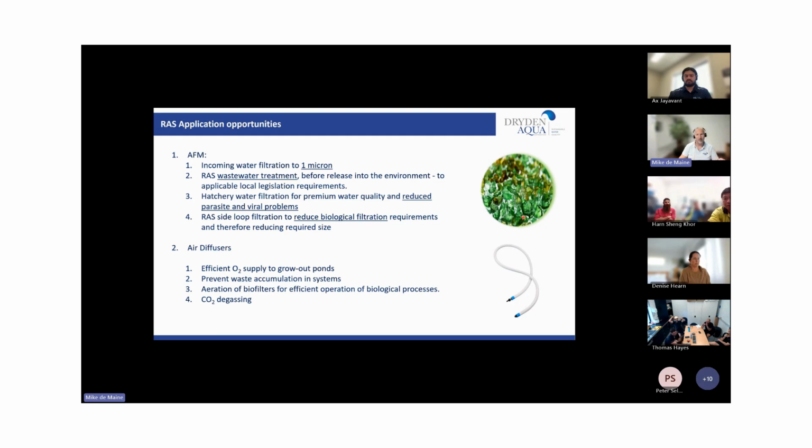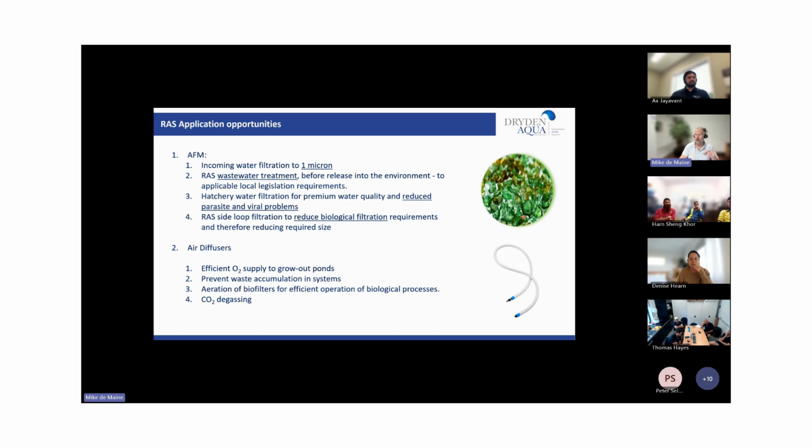So by using the AFM as an intermediary step to remove more of the fine particles, you can dramatically increase the efficiency of your biological filters. Or if brought in right from day one, you can have a much smaller biological surface area than what has generally been required previously. Okay. So that's the side loop filtration that is happening in hatcheries, and even to some extent, we're doing trials now on grow-out RAS, having AFM side loop filtration on grow-out RAS as well.